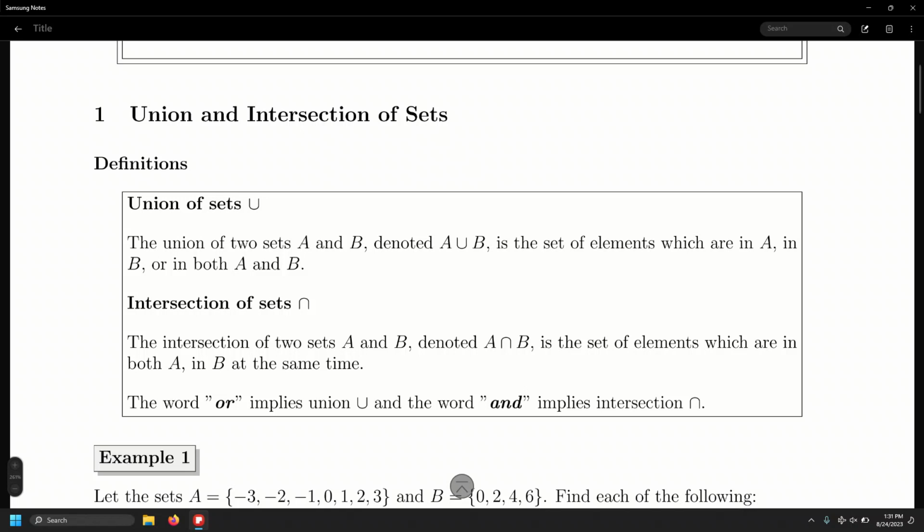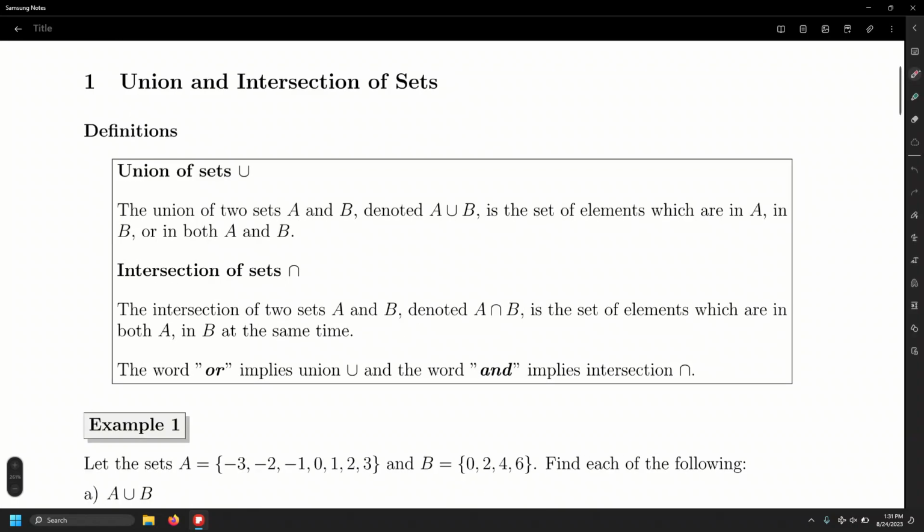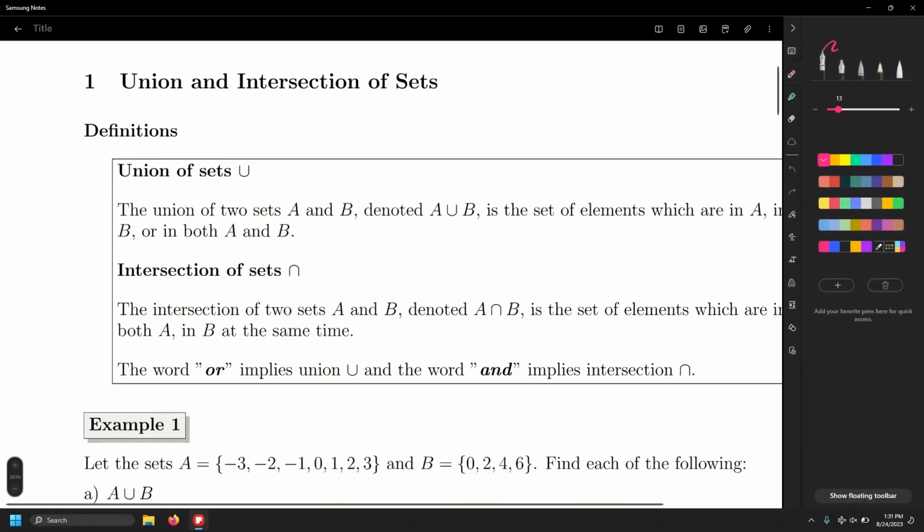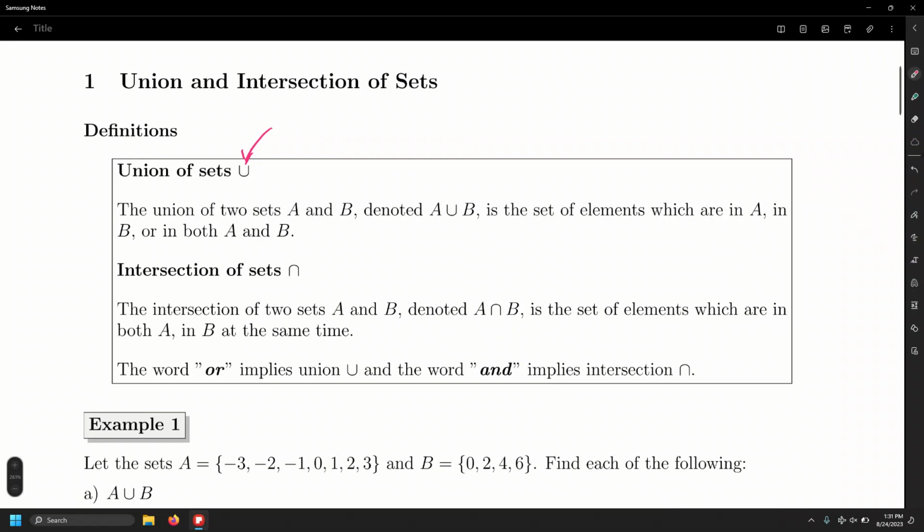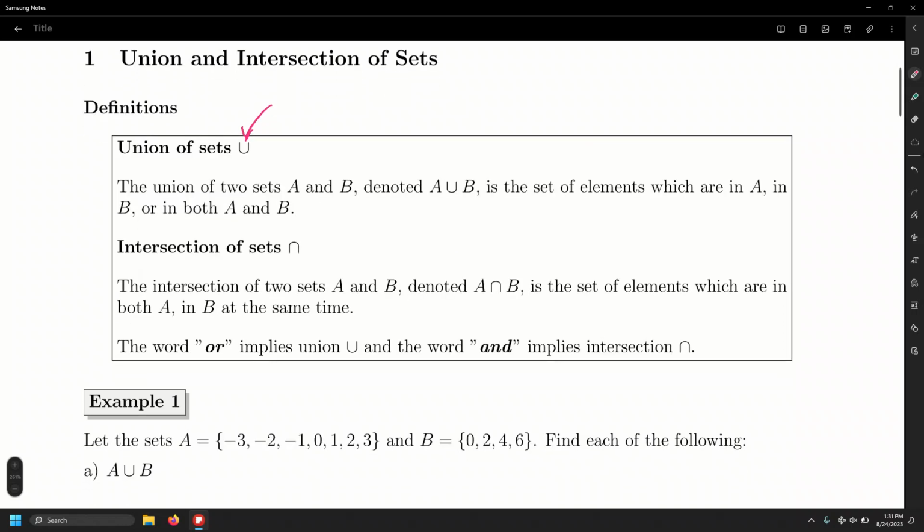Union and intersection of sets. Those are the two operations we do with sets: union and intersection. So, union of sets. Remember we used this little symbol that looks like a U before, to connect two intervals, in the example I made up at the end of the previous set of exercises. Well, what is this about? The union of two sets A and B, denoted A ∪ B, which looks like a U, is the set of elements which are in A, in B, or in both A and B. All right?